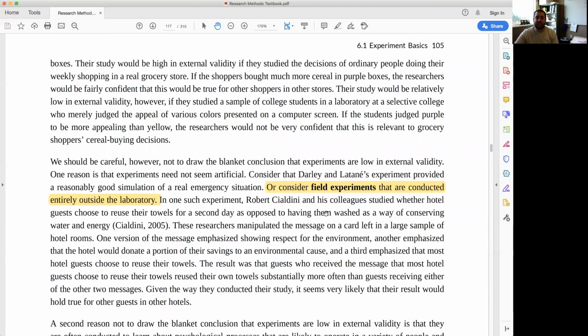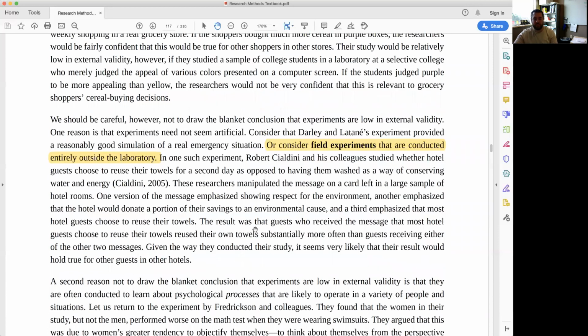It does not need to be a full-on field experiment to have high external validity. It is the easiest way to get it for sure, but you can get some external validity within labs, or kind of mix that, where you have some components in the lab, some components outside the lab. Field experiments are entirely outside the lab.